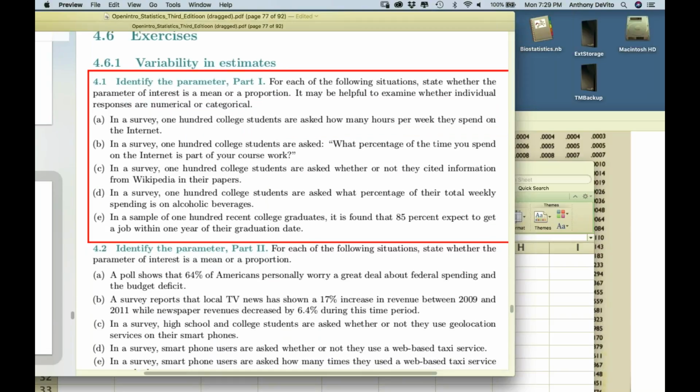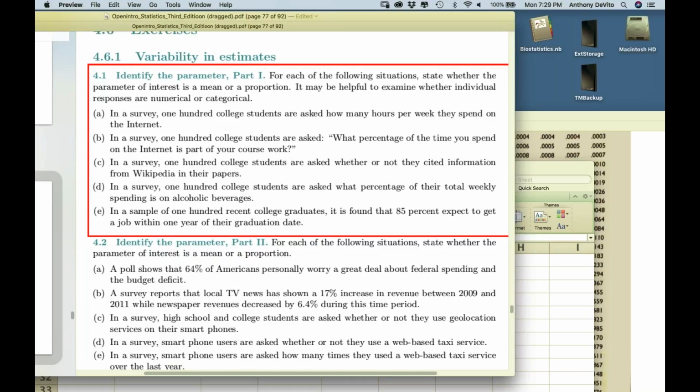Identify the parameter. For each of the following situations, state whether the parameter of interest is a mean or a proportion. In a survey, 100 college students are asked how many hours per week they spend on the internet. What kind of point estimate is that? Is that a mean or a proportion? It's a mean, right? That average number of hours.